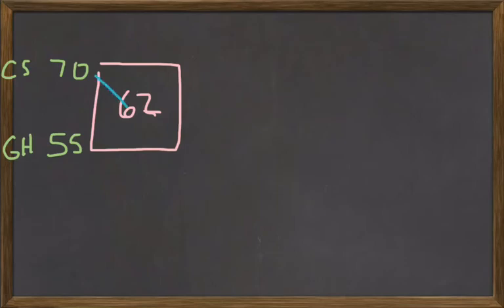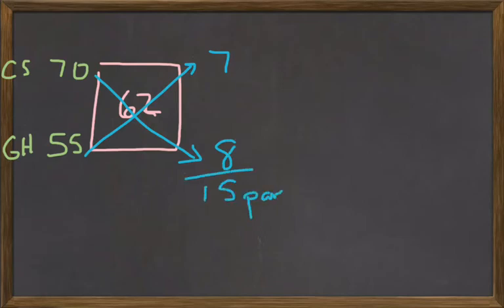We're going to subtract diagonally. And remember, we don't care about decimal forms or anything like that. So the difference between 62 and 55 is 7. The difference between 70 and 62 is 8. We have a total of 15 parts, 8 parts and 7 parts. So now we're able to calculate our percentages.